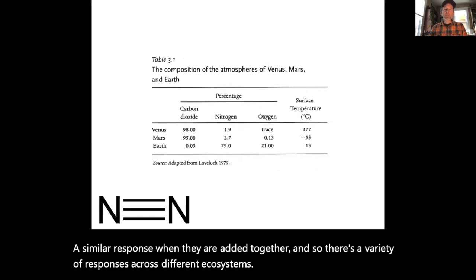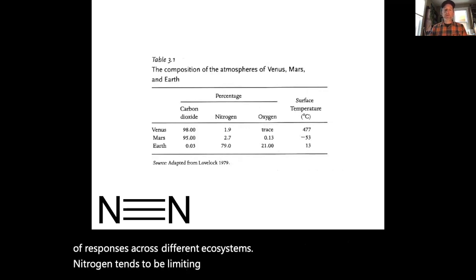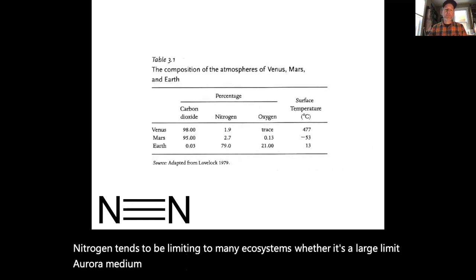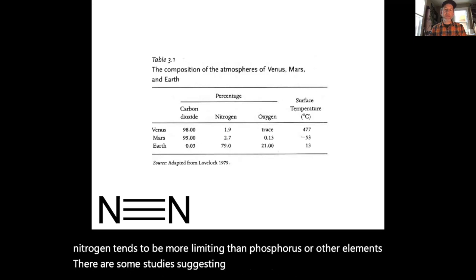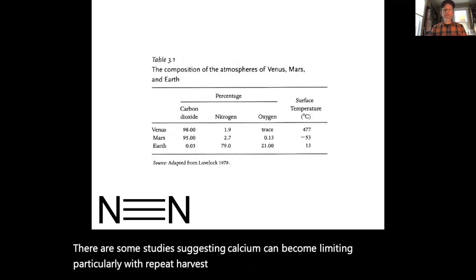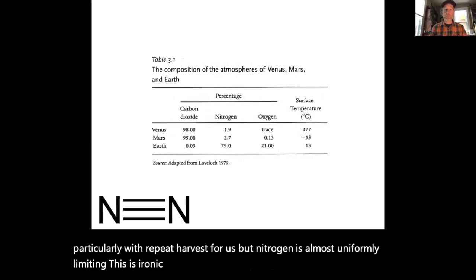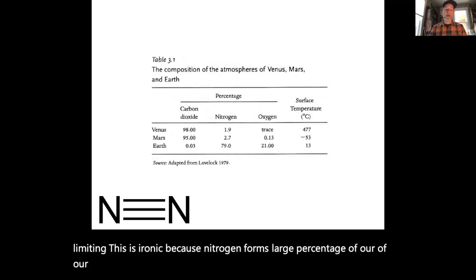Nitrogen tends to be limiting to many ecosystems, whether it's a large limiter or a medium limiter, and especially in temperate forest ecosystems. Nitrogen tends to be more limiting than phosphorus or other elements. There are some studies suggesting calcium can become limiting, particularly with repeat harvests of forests, but nitrogen is almost uniformly limiting. This is ironic because nitrogen actually forms a large percentage of our atmosphere. We have a lot of nitrogen.